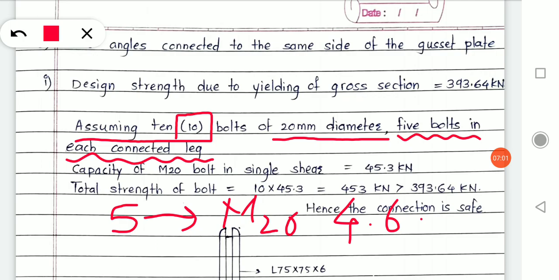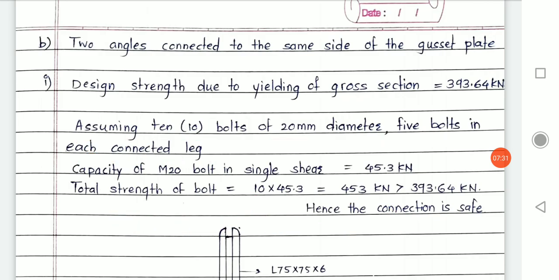Okay, you must remember this. Due to the arrangement of angle on the same side of your gusset plate, it requires a more number of bolts than the angle connected on each side of your gusset plate. Okay, this is one of the disadvantages we can say, because you require 5 more bolts to make an arrangement like this. Okay, now how this looks in a plan, that we are going to see.